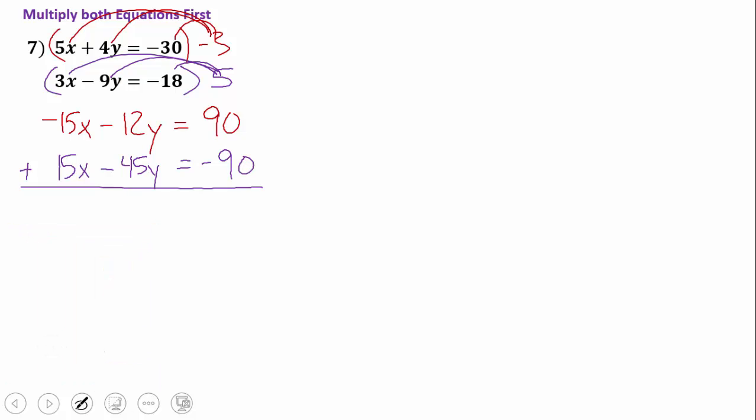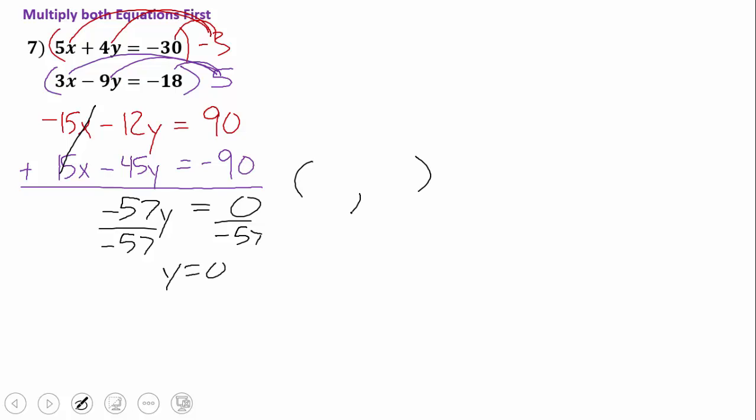Because now I can eliminate. A negative 15x and a positive 15x are 0. It's eliminated. Negative 12y and a negative 45y is negative 57y. And a 90 plus a negative 90, well, those are opposites, so they are also eliminated. They give us 0. Now, you might think that we did something wrong, but we really did not. We divide by a negative 57, and we get that y equals 0.